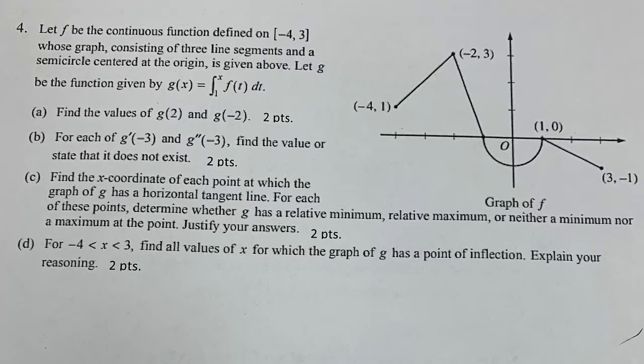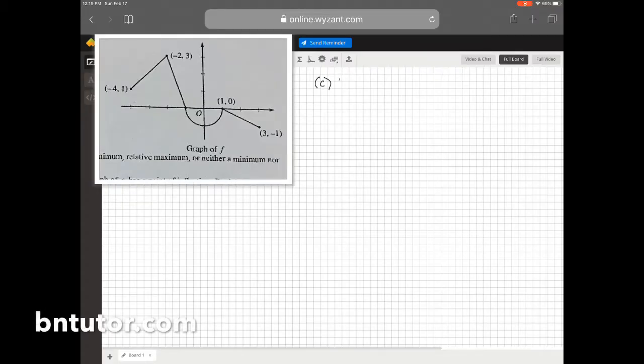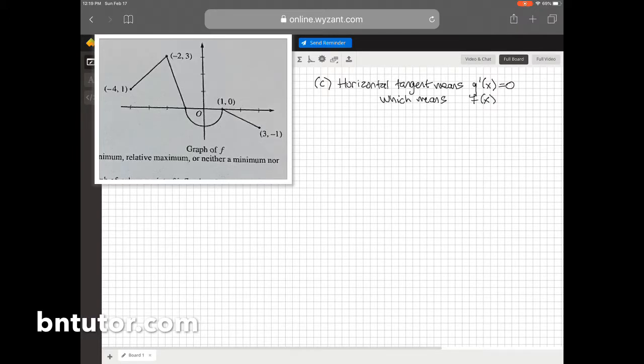Now we want to find the x-coordinates at each point where g has a horizontal tangent line. For each of these points, we then want to determine whether it's a minimum, maximum, or neither. To find horizontal tangent lines, we want to find where g prime of x is equal to 0. And we saw earlier in this problem that g prime of x is the same thing as f of x, so we're going to look at the graph and find places where f of x is equal to 0. And it's pretty easy to see that this happens when x is -1 and x is +1.